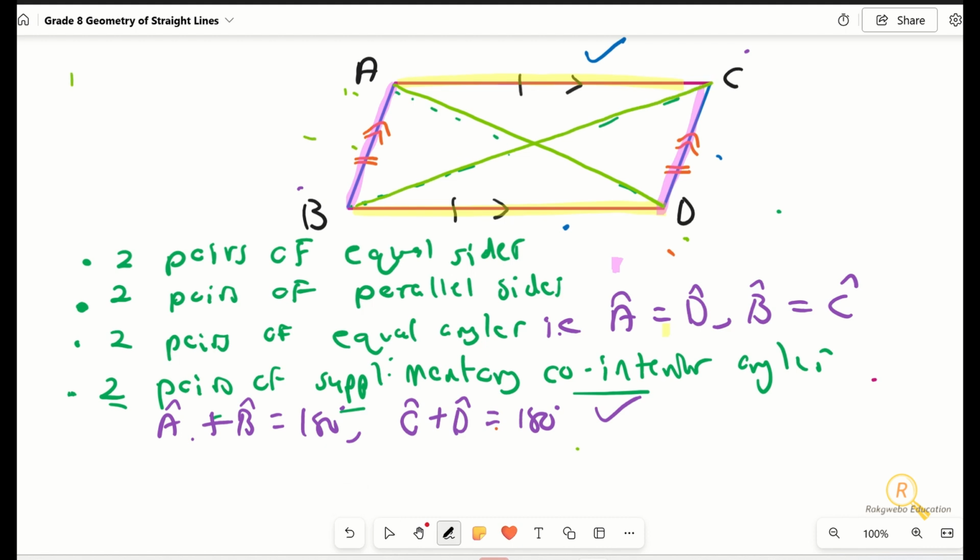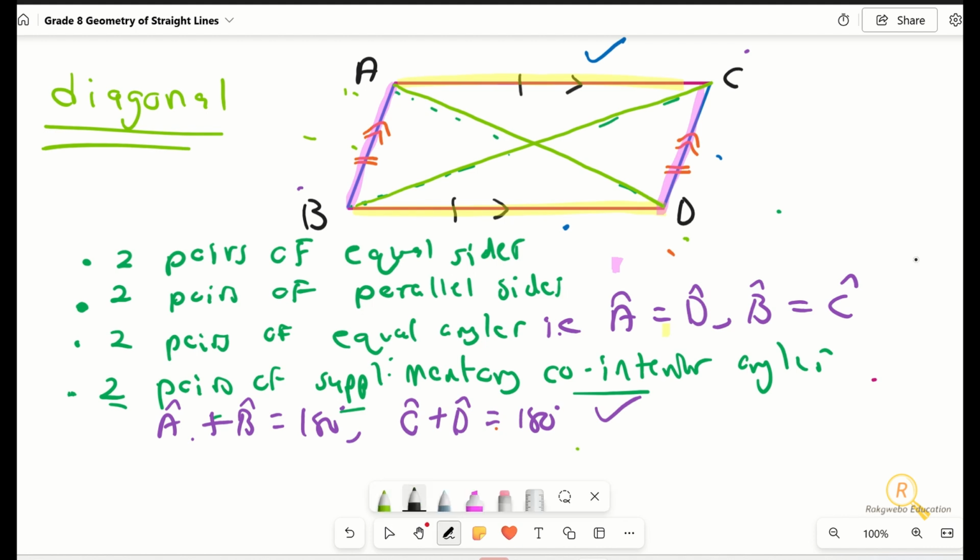We spell it diagonal. So these are the two diagonals. Now these two diagonals bisect each other. What does that mean? I'll explain now. Each diagonal cuts the other diagonal into two equal halves. So this diagonal BC cuts AD such that this distance is equal to that distance. So that's what we call bisect. It cuts it into two equal halves. Are we together?